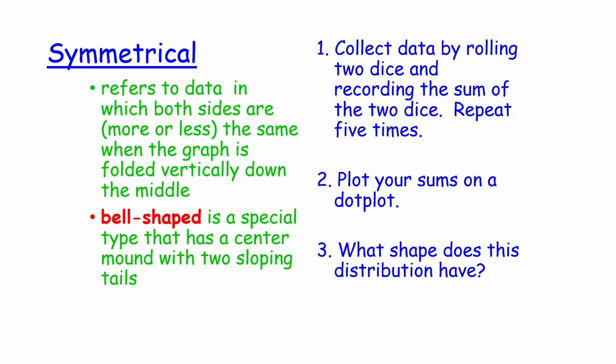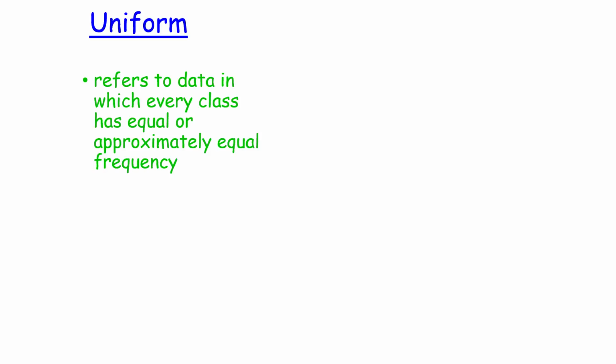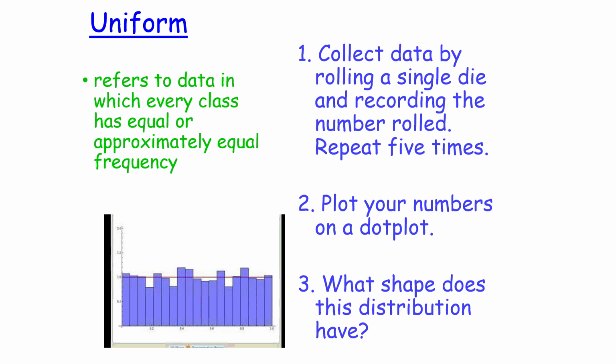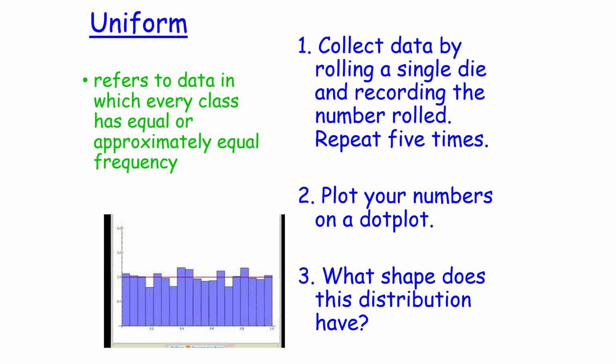Let's talk about uniform distributions. So that doesn't mean I'm going to hand you a uniform. It refers to data in which every class has equal or approximately equal frequency. Notice here that it's almost like each thing is about the same. So an example where we would see a uniform distribution, we would collect data by rolling a single dice and recording the number rolled, and we'd repeat that 5 times. Then we would plot our numbers on a dot plot. What shape does this distribution have? It should be pretty uniform.